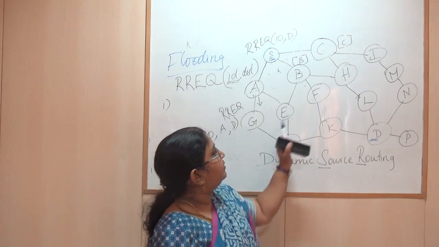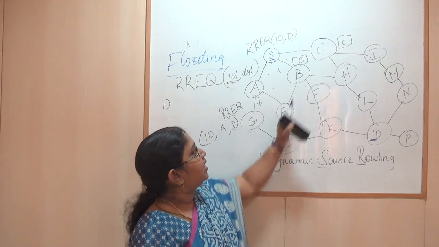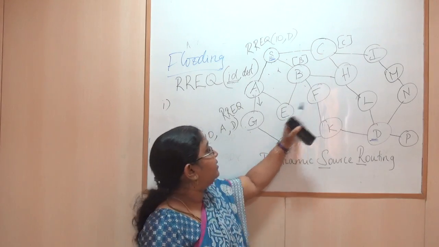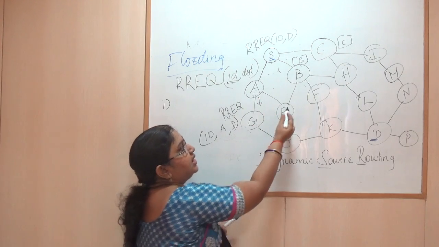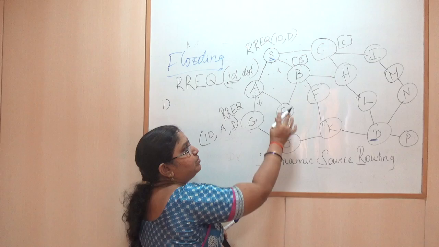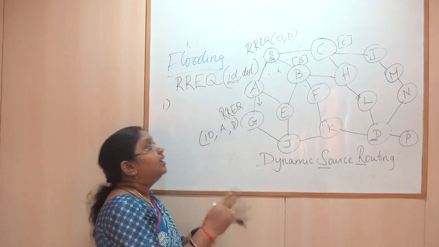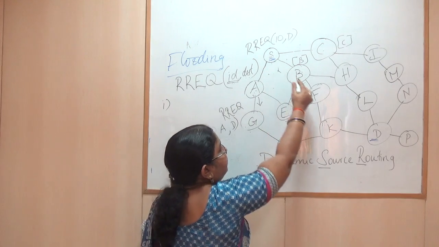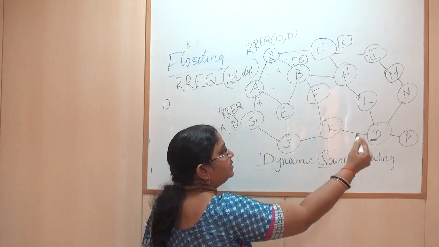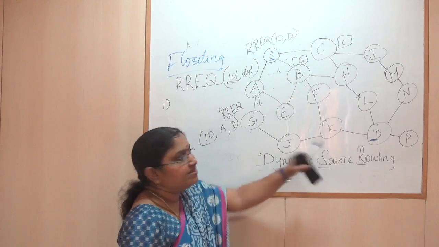E may receive either from A or from B first. If it receives from A first, it processes only that message. If it receives from B first, it processes only that message. It rejects the duplicate message. Likewise, it keeps on being passed to neighbors and neighbors until it reaches the final destination.